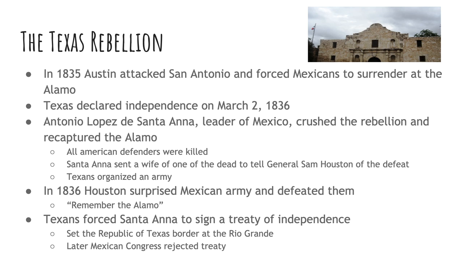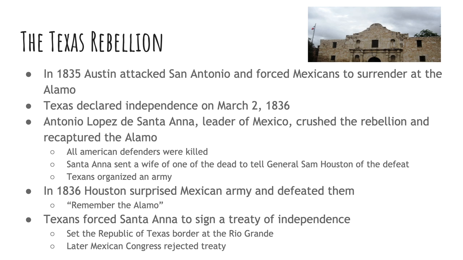Texas declared independence on March 2nd, 1836. So after the fighting, Mexico kind of retreated, they surrendered, and the people living here in this area declared that they were independent from Mexico. However, Antonio Lopez de Santana, who was the leader of Mexico, crushed the rebellion. He went to San Antonio and he led a group of army, and he stopped the rebellion from going even further, and he recaptured the Alamo.